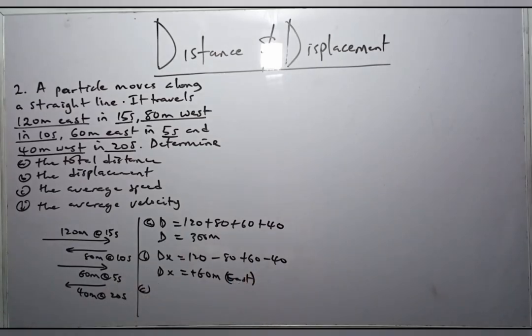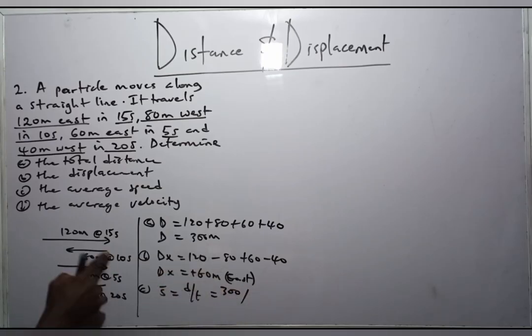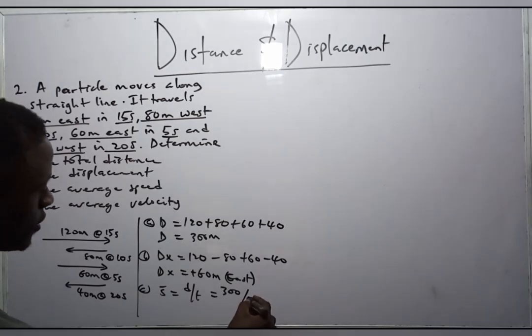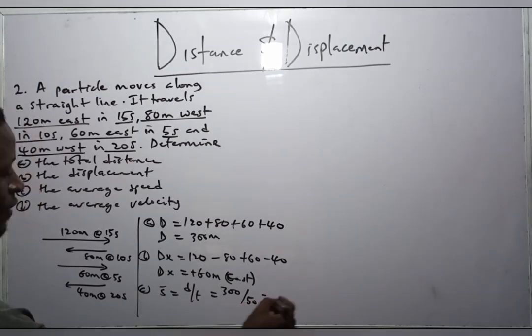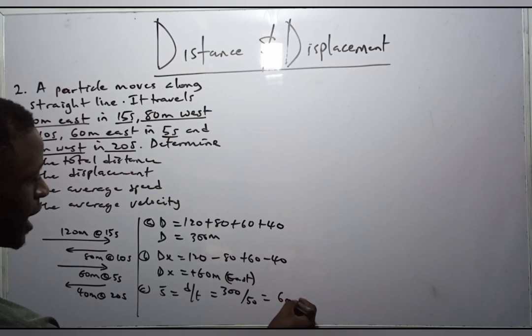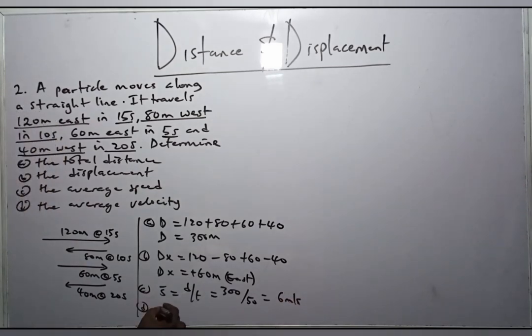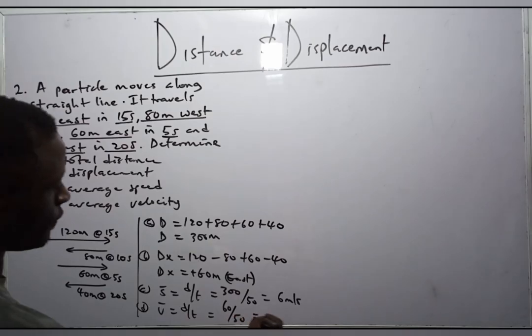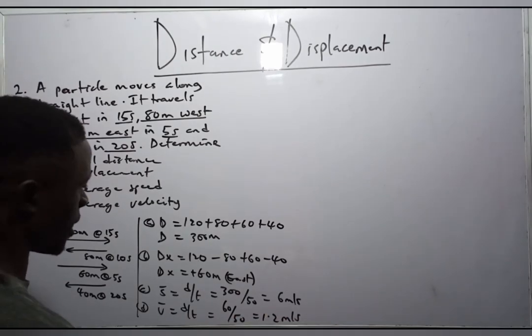Then C, the average speed. Average speed is equal to distance over time. Distance here is 300. The total time taken is 15 plus 10 is 25, 25 plus 5 is 30, 30 plus 20 is going to give us 50. When you divide this, it's going to give you 6 meters per second. Then D, the average velocity is displacement over time. Our total displacement here is 60, and our total time is 50. If you do that, you are going to get 1.2 meters per second.